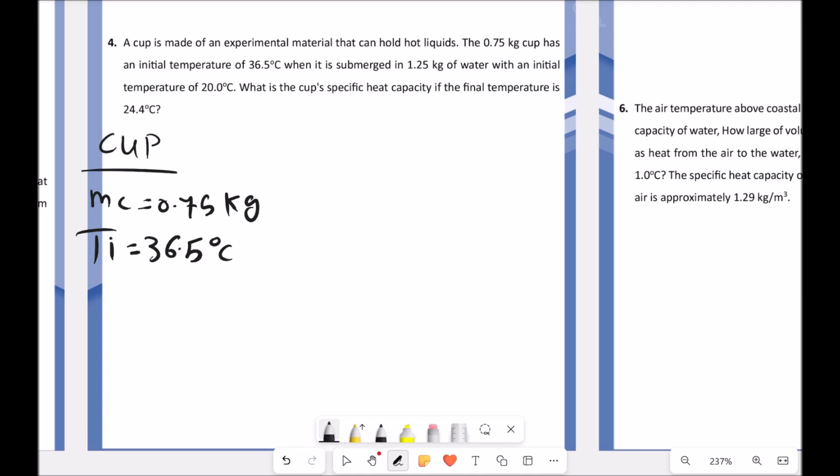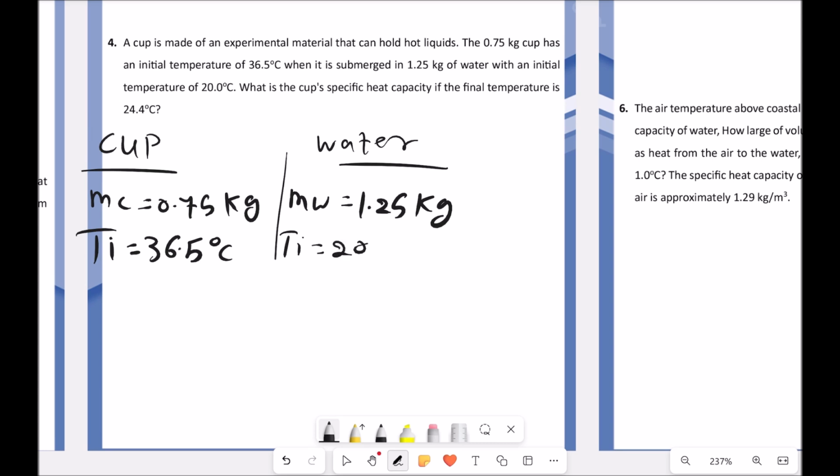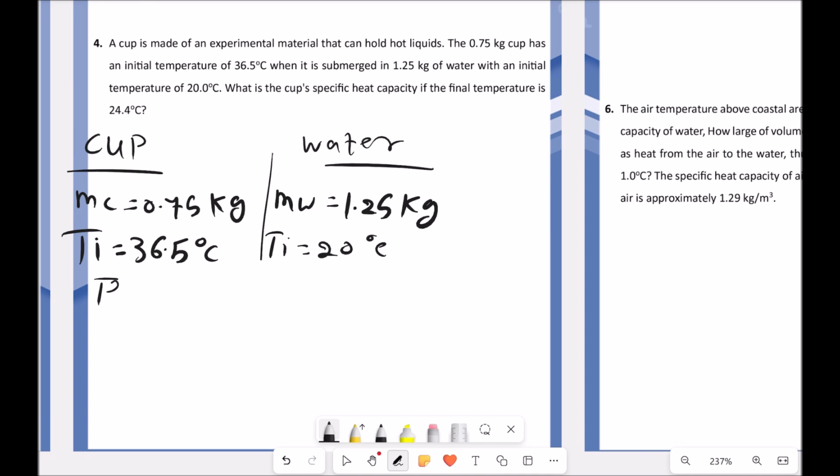Has an initial temperature, so T initial is equal to 36.5 Celsius. When it is submerged in, so we have the second substance, which is water, mass of the water is equal to 1.25 kilogram with an initial temperature, so T initial is equal to 20 Celsius. What is the specific heat capacity if the final temperature is 24.4 Celsius? So T final for both is going to be 24.4 Celsius.